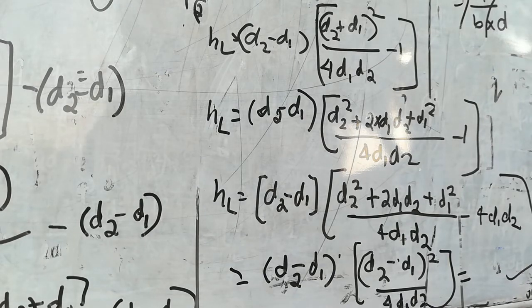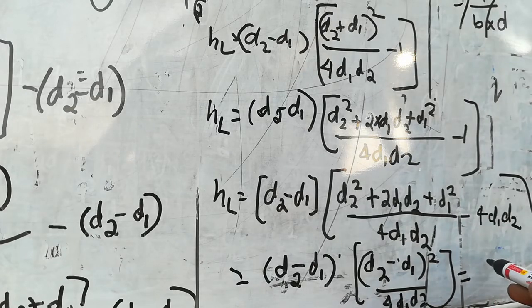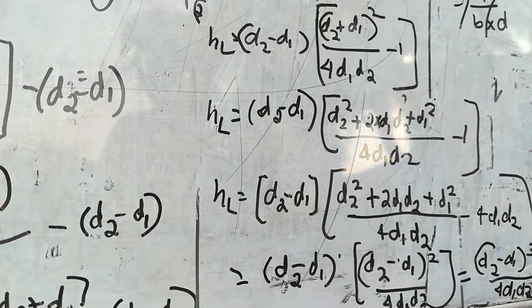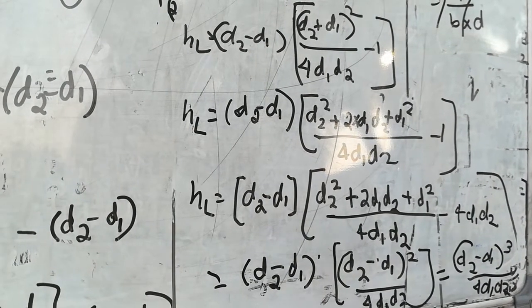HL is equal to d2 minus d1 whole cubed divided by 4 d1 d2. This is the energy loss due to hydraulic jump. This is the equation of energy loss due to hydraulic jump.